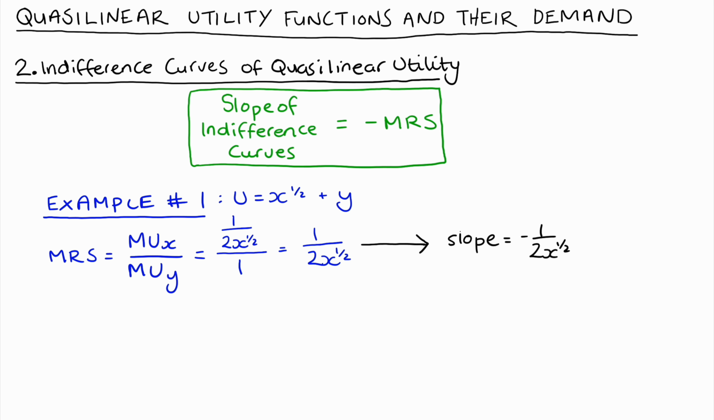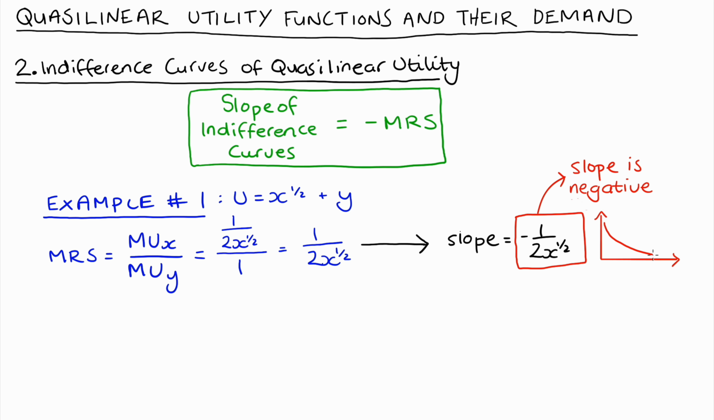Now I'll show you a diagram of these soon, but again, we can just have a look at the equation and try and figure out what's going on. We can see that the slope of our indifference curves is negative, so downward sloping. That's to be expected. But we can also see that our curve will get flatter as x gets larger. So the absolute value of this fraction will get smaller as x gets large.